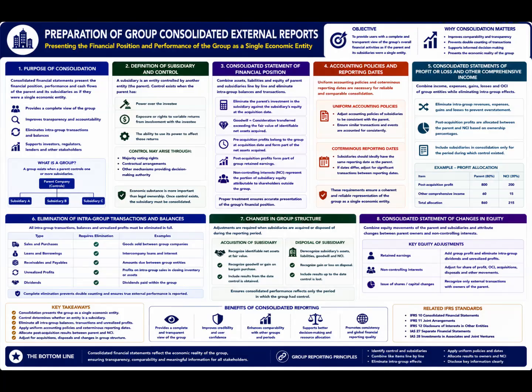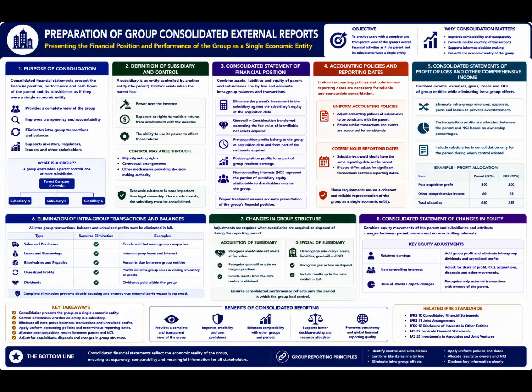During consolidation, the parent's investment in the subsidiary is eliminated against the subsidiary's equity existing at acquisition date. Any excess of consideration transferred over the fair value of identifiable net assets acquired is recognized as goodwill. Pre-acquisition profits belong to the group structure at acquisition and form part of net assets acquired, while post-acquisition profits contribute to group retained earnings. Non-controlling interests represent the portion of subsidiary equity attributable to shareholders outside the group.